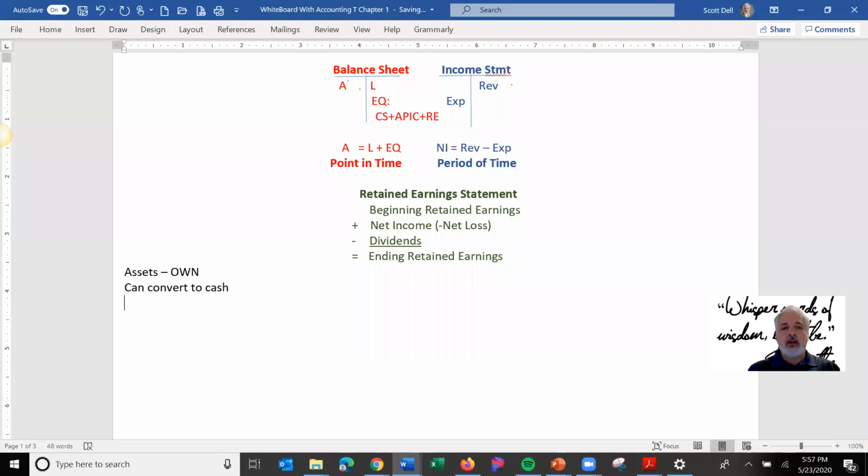So what kind of things are there that we own? Well, we own equipment. We can sell it. We own inventory. We can convert that to cash when we sell it. We also own something that we're going to call accounts receivable. That's when people pay their bills. They're going to convert that to cash. We're going to get money for things they owe us. Those are receivables.